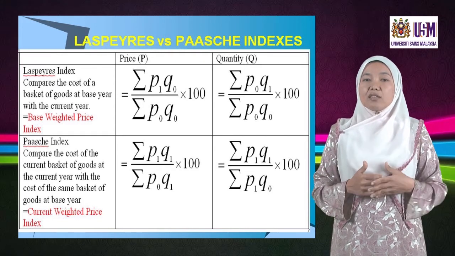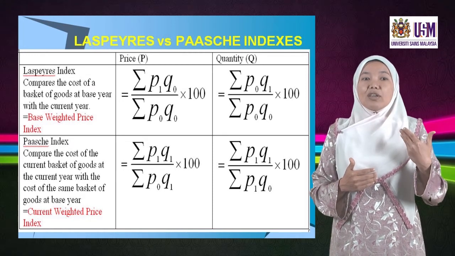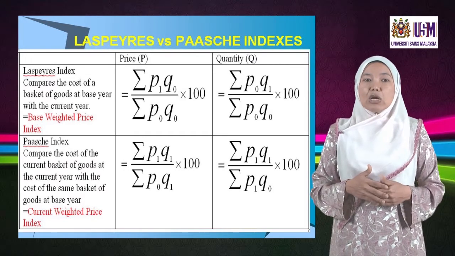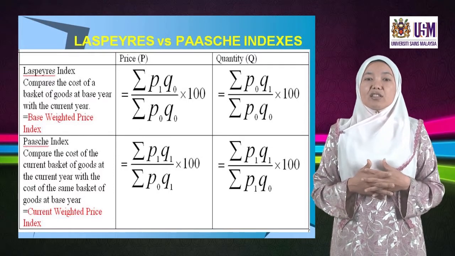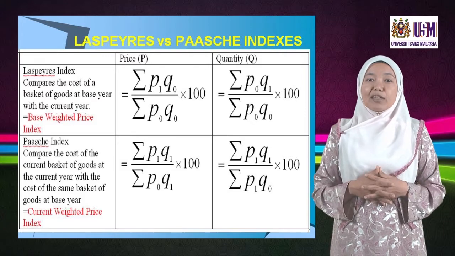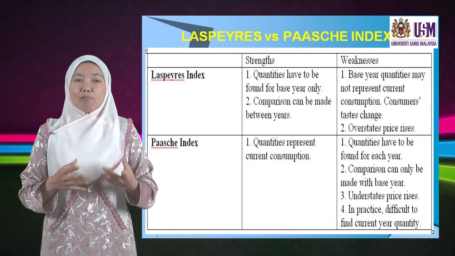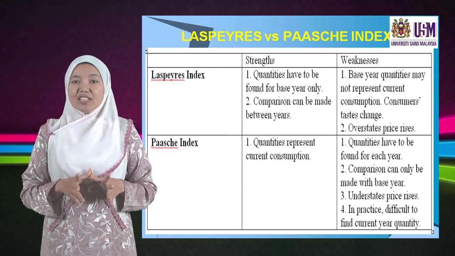In the Laspeyres method, we are talking about the use of base year price or base year quantity, while in the Paasche price index, we are talking about the use of current year quantity. That's all that you need to remember. So again, we are looking at the comparison between Laspeyres and Paasche indexes.